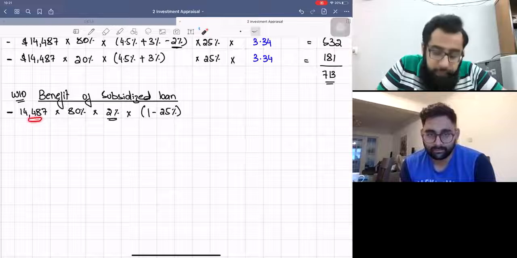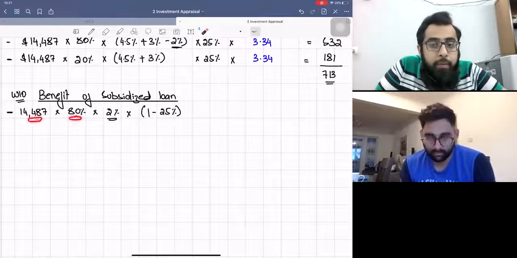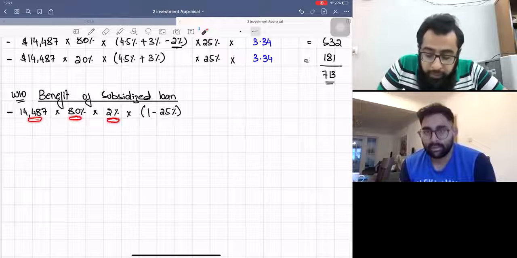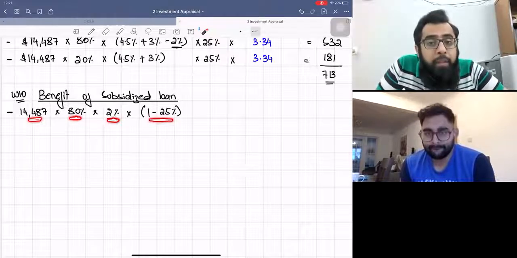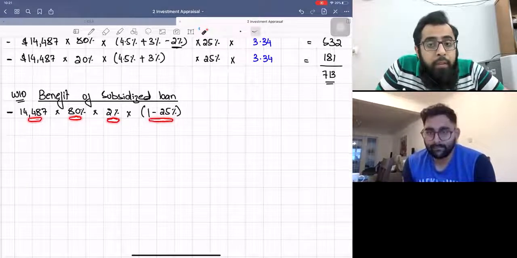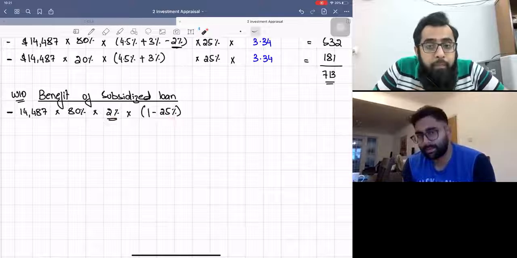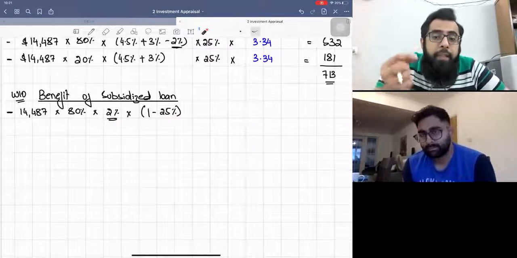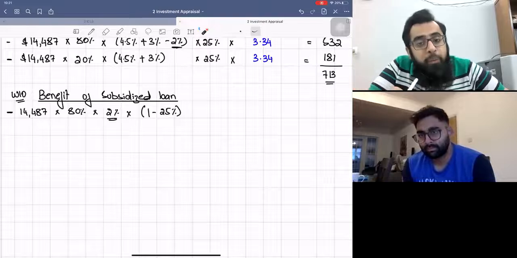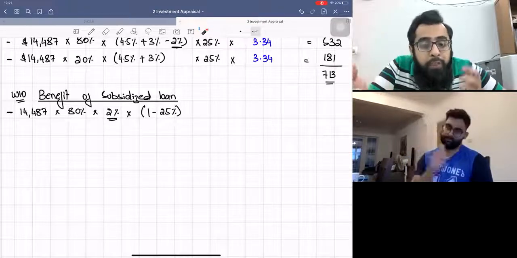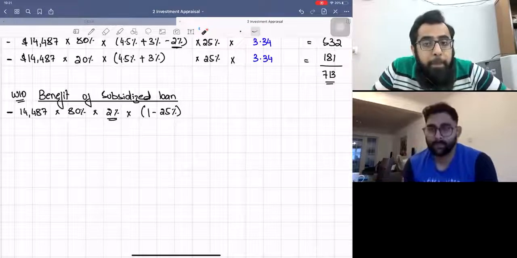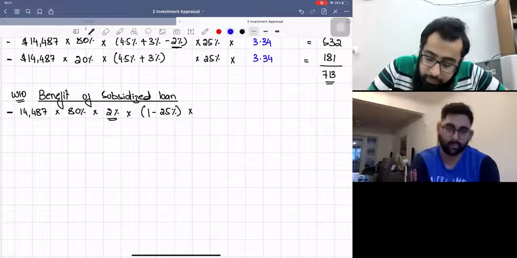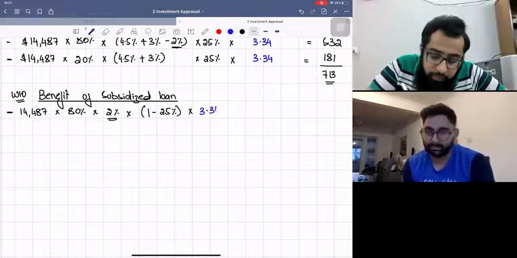14487 is the total finance, 80% is the subsidized loan. You will get 2% less interest expense. So when expense will be lesser, tax benefit will also be adjusted. Why 1 minus 25%? Because 25% is the tax rate. 1 minus 25% means you will get 75% benefit of 2%, because 25% will be the tax benefit loss. Multiplied by that annuity factor again, because this impact will also continue for 4 years.